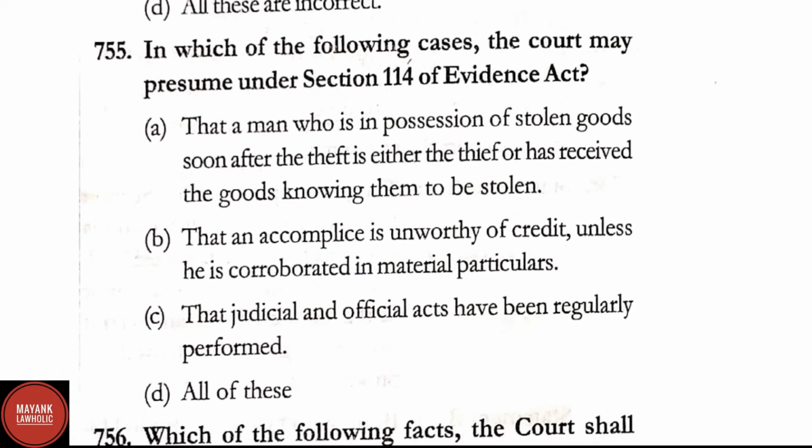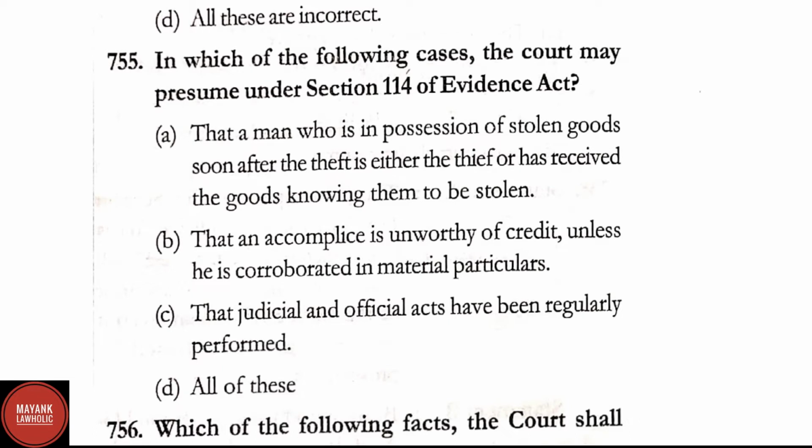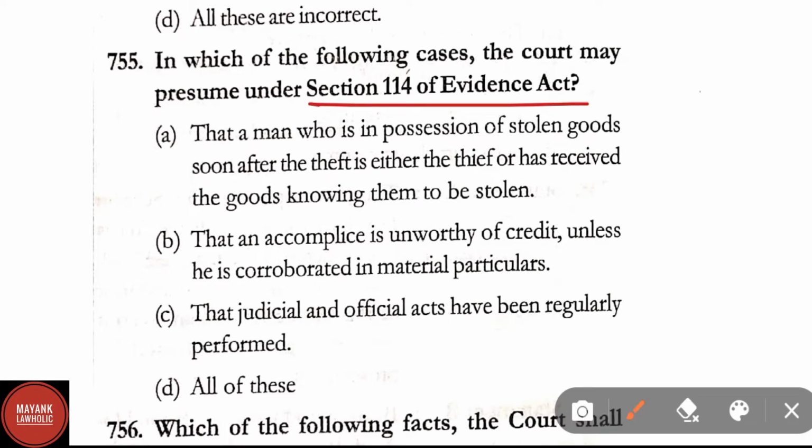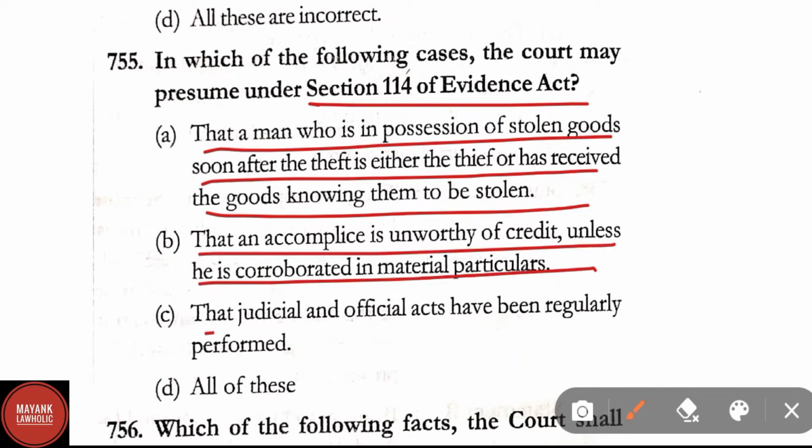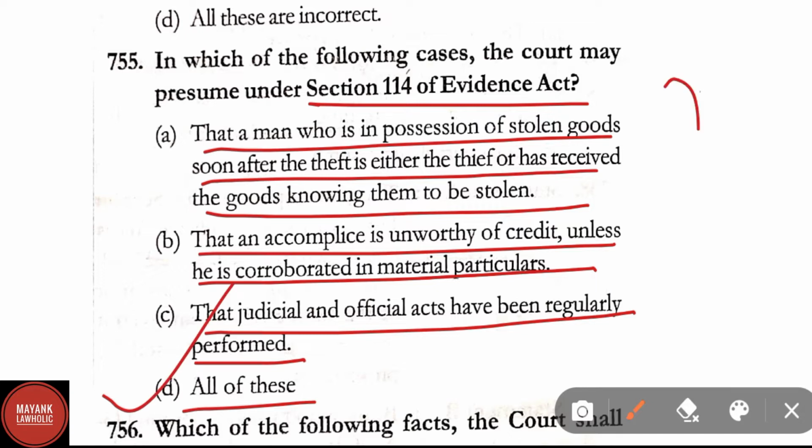Question number 755. In which of the following cases may the court presume under section 114 of the Evidence Act that a man who is in possession of stolen goods soon after the theft is either the thief or has received the goods knowing them to be stolen? B, that an accomplice is unworthy of credit unless he is corroborated in material particulars. C, that judicial and official acts have been regularly performed. D, all of these. Here the correct answer is option D, that is all of these.